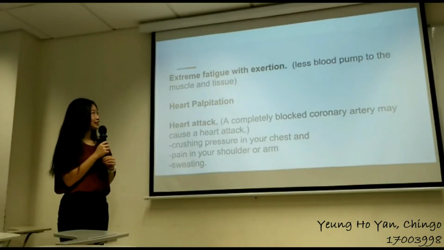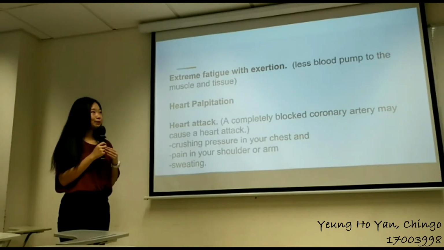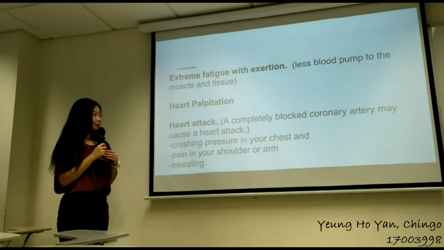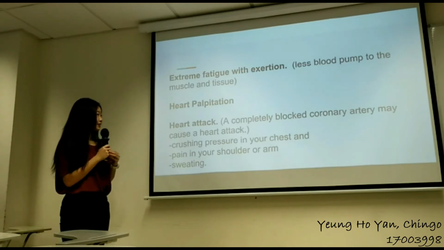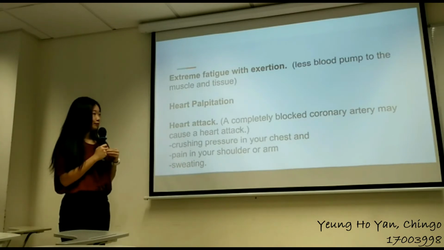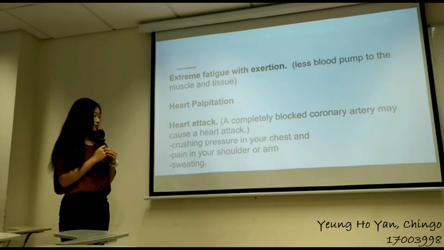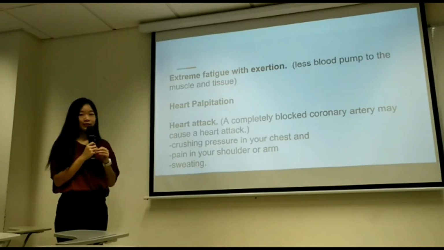The third one is extreme fatigue because less blood comes to the body tissue and muscle, and heart palpitations because of the irregular rhythm of the heartbeat. And last, there will be a heart attack because of the complete blockage of the coronary artery. There is crushing pressure on the patient's chest, pain in the patient's shoulder and arm, and they will be sweating.